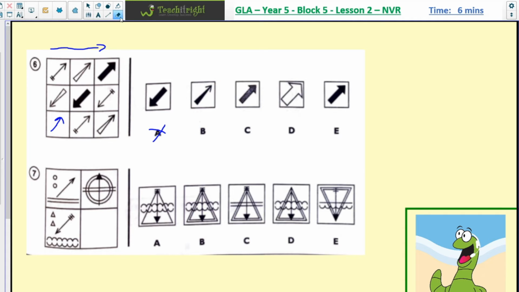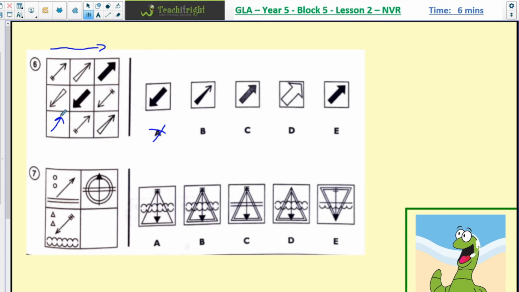So that means I can get rid of A. Now let's see, any other patterns that I can spot? Well, I'm already drawn to the fact that if I look diagonally, I have the same type of arrow. Let's see if that rule applies. This diagonal, yep, same arrow applies.